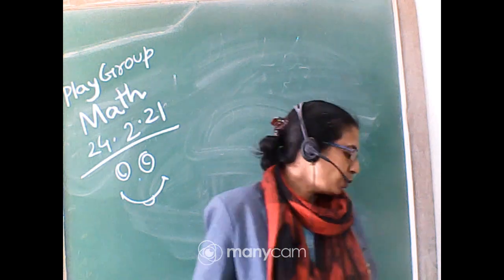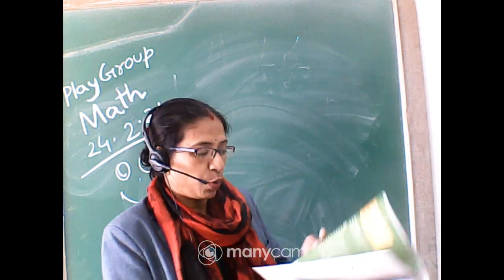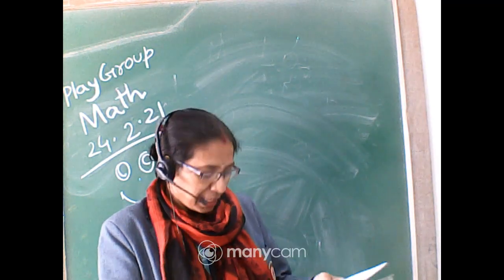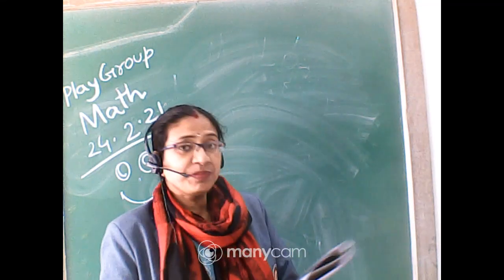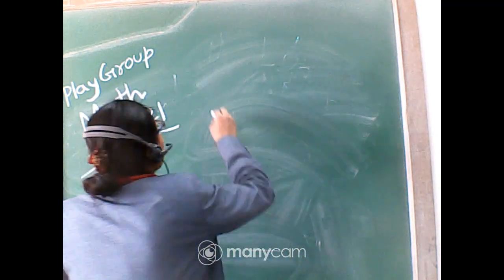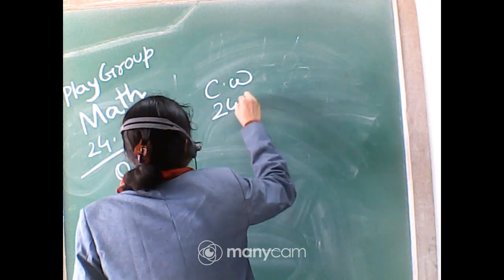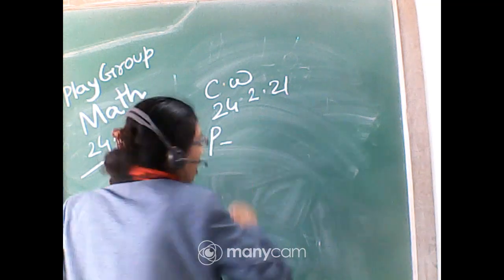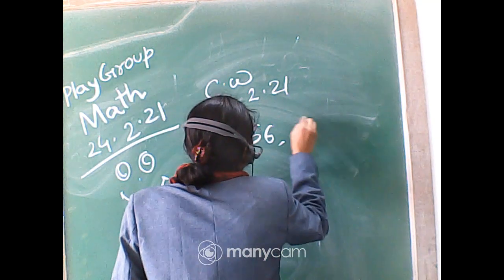And today we do one interesting thing. Take out your math book. Okay? Now take out your math book, page number 56 and 57. Today we will do today's CW and date. Page number 56 and 57.